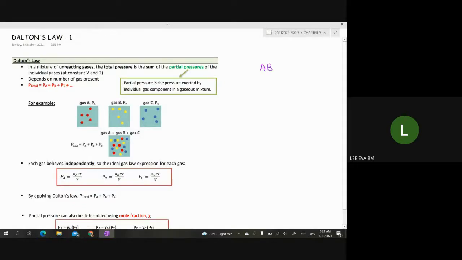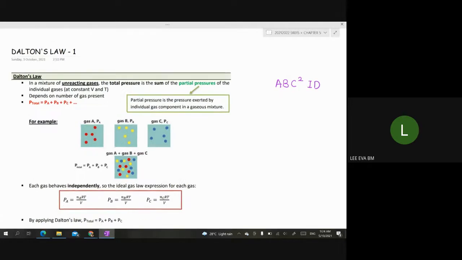Avogadro's law, we have Boyle's law, we have Charles' law, we have combined gas law, we have ideal gas law, and the last law we have Dalton. So Madam gives you a shortcut to remember how many laws we have for the gas. ABC square ID. We got Avogadro's, we got Boyle's, we got Charles. The square stands for another C, which stands for combined. Then we have ideal gas law. And then the last one, we have Dalton's law. So let's go into Dalton's law.